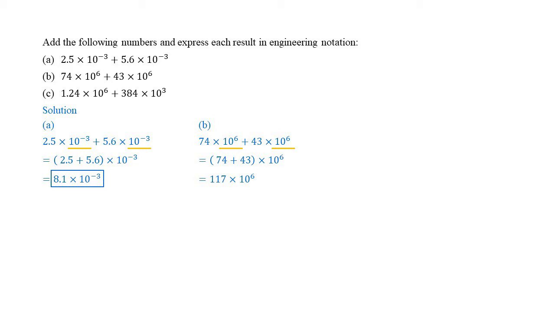The final check is to make sure this number is in engineering notation. 117 is between 1 and 1,000, so this part is good. The second part is that the exponent equals 6. 6 is a multiple of 3 because 6 equals 2 times 3, right? And integer 2 multiplied by 3 equals 6. So it is a multiple of 3. Therefore, this number is in engineering notation. No need to do extra steps for adjustment. It's already in engineering notation.